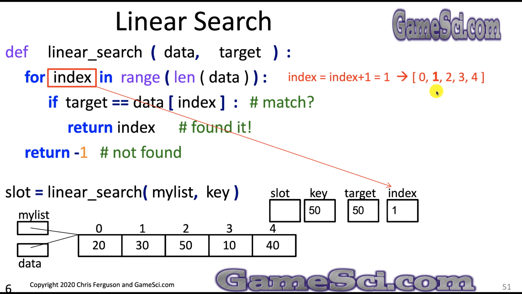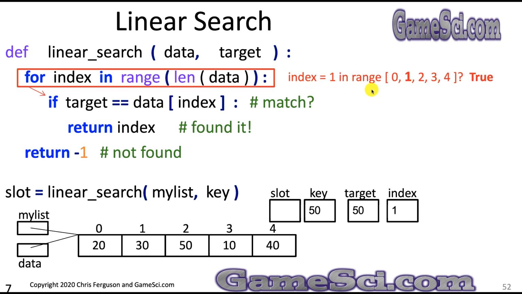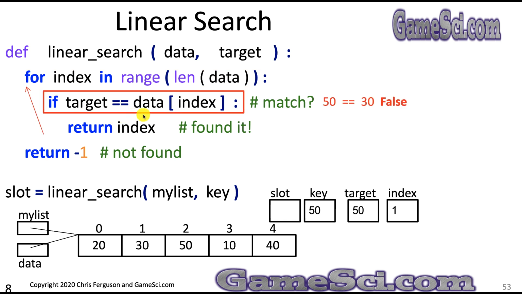We'll move over to the next index of the list, which is 1. Index equals 1 is in range. 1 is properly in the range, so we'll return a true. And if we get a true statement for the for loop, we will go inside and execute the code in the loop. If target equals data of index, do we have a match? Well, the target is 50. Data at subscript 1 is 30. 50 equal 30 is a false statement.